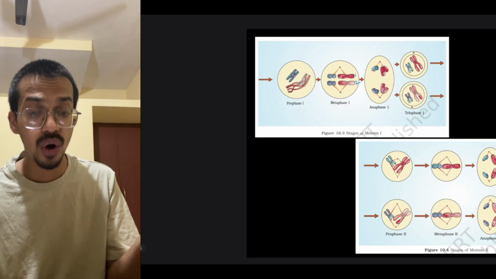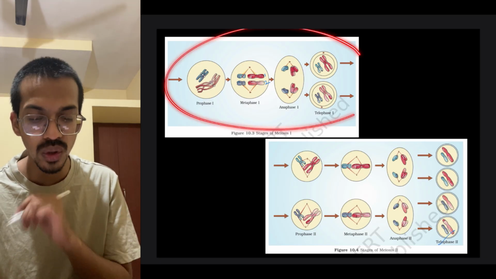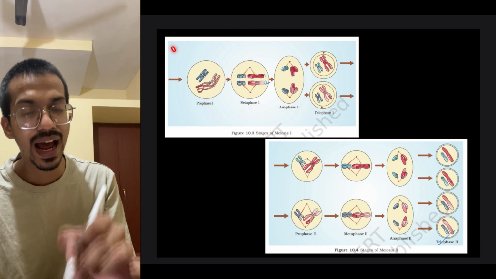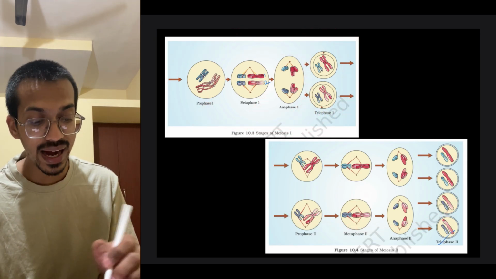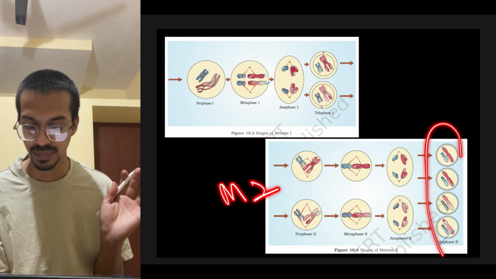Okay, then comes meiosis. Meiosis is a 2-step process: meiosis 1, meiosis 2. All these diagrams have been shown to you. By the end of meiosis 1, a dyad of cells forms, while at the end of meiosis 2, you can see that a tetrad of cells is formed.